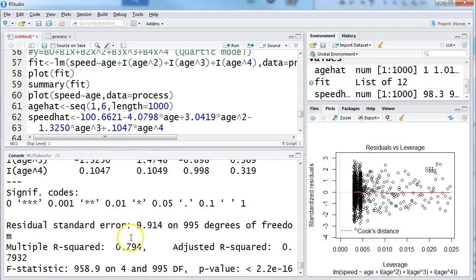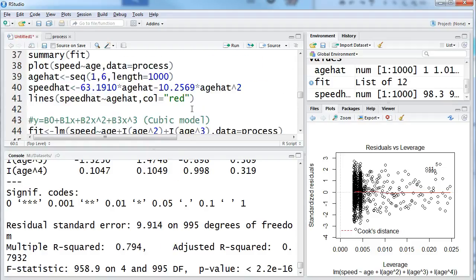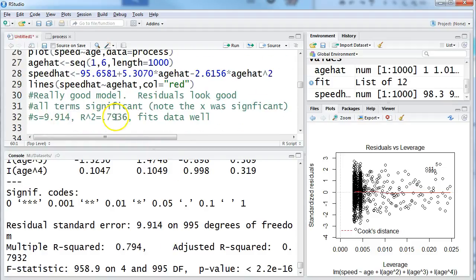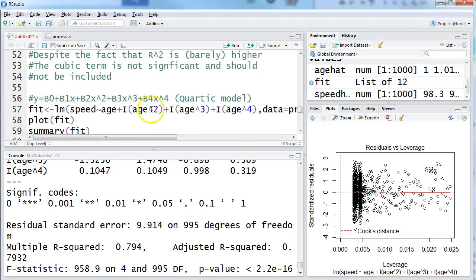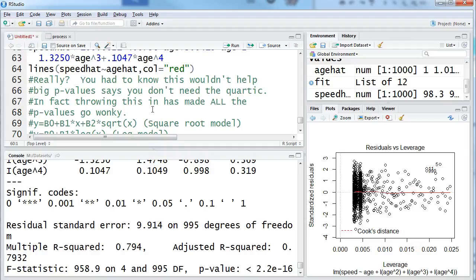Look at the R squared, 0.794. It's gone up just a little bit. To remind you, what we had before was 0.7936 and then 39, and now 0.794. R squared says, hey, yeah, I like this. But no, come on, you had to know this wouldn't help. So we don't need that quartic term, and it's made all the p-values go bad. We don't want to do this.